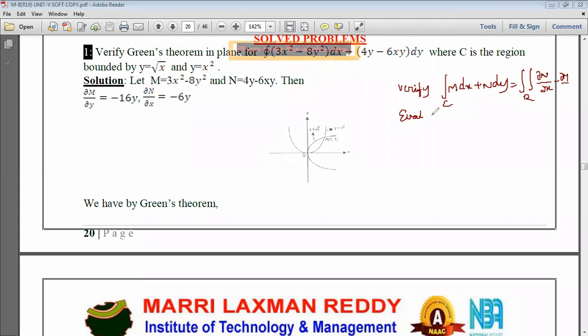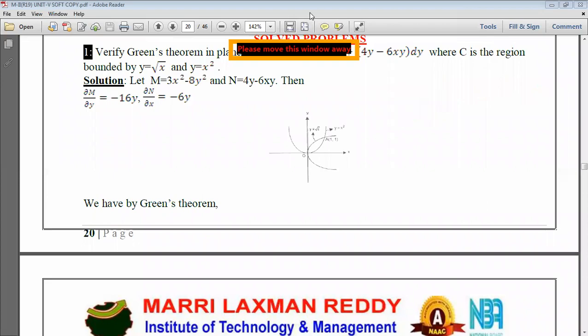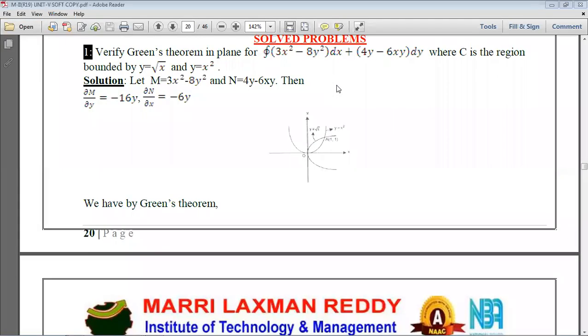And evaluate, in the sense, they will give you the LHS and you need to calculate only the RHS. So please try to understand clearly what the question asks: verify or evaluate. Verify means you need to verify that LHS is equal to RHS, and evaluate means they give the LHS and you need to find the RHS.